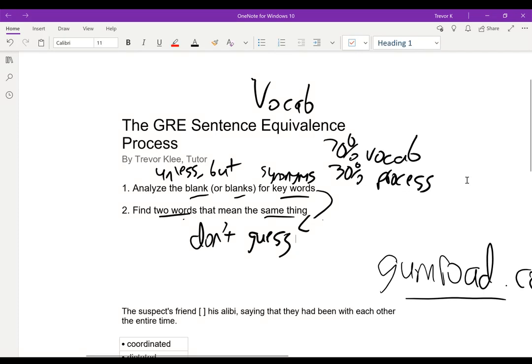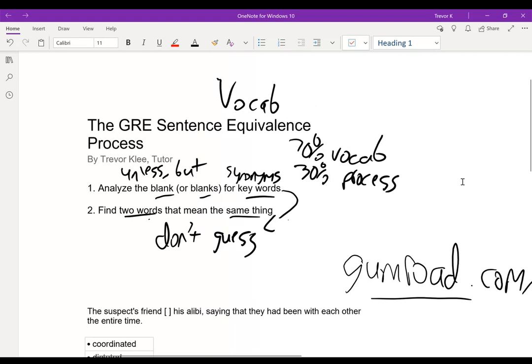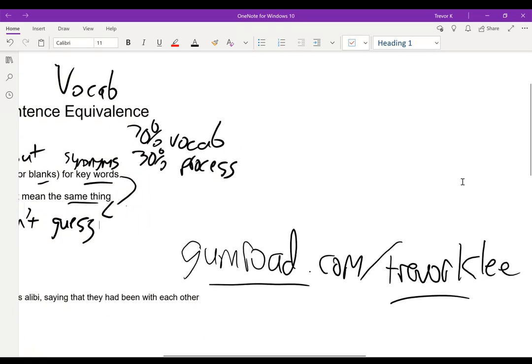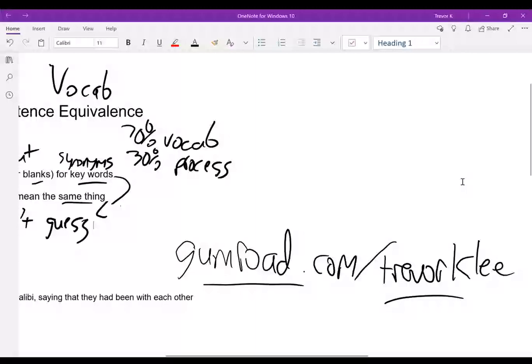I have some examples below of this process in action. These examples are taken from my book, which is a guide to text completion and sentence equivalence.